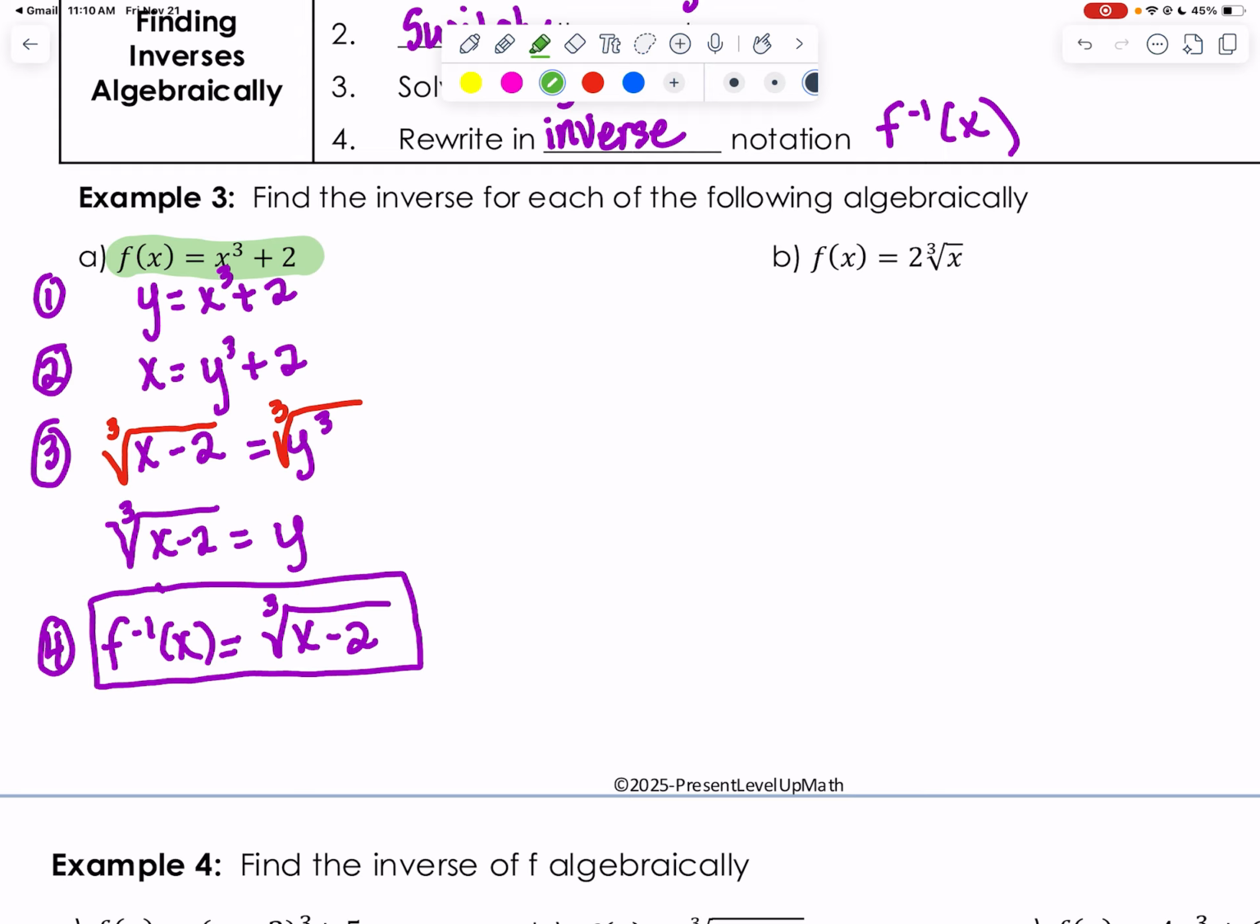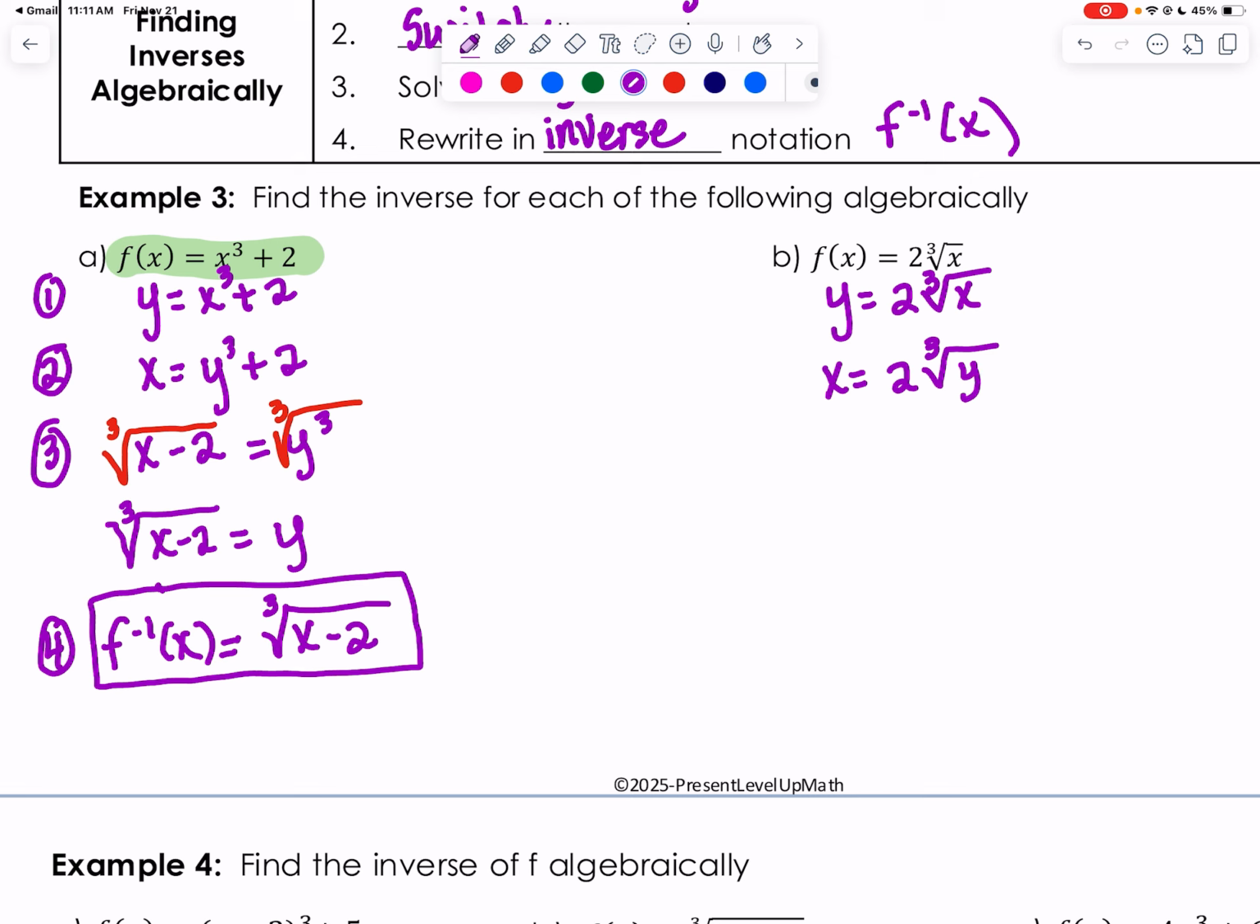All right, let's try another one of these. In problem B, we have f of x equals 2 times the cube root of x. So step 1, change the f of x equals to y equals 2 cube root of x. Step 2, switch the x and y. So instead of y equals, you'll have x equals 2 cube root of y. Excuse me, I didn't mean to write x. I meant to write 2 cube root of y.